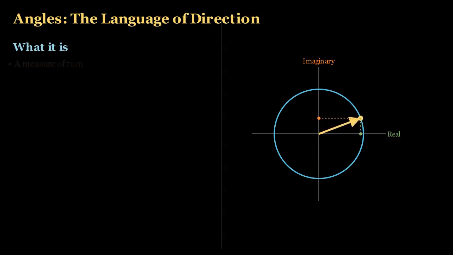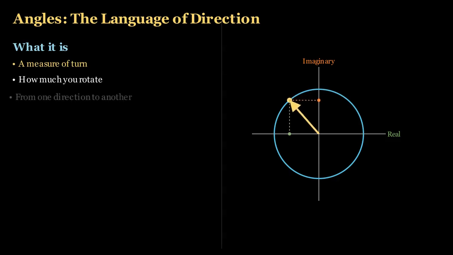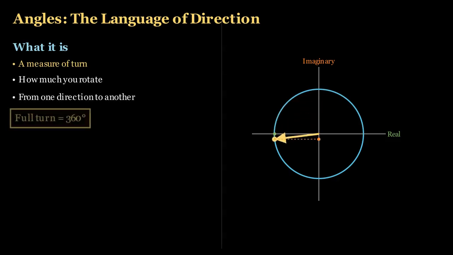An angle is simply a measure of how much you turn. Imagine standing still and spinning to face a different direction. The amount you spin is the angle. We measure it in degrees, where a full spin is 360 degrees.